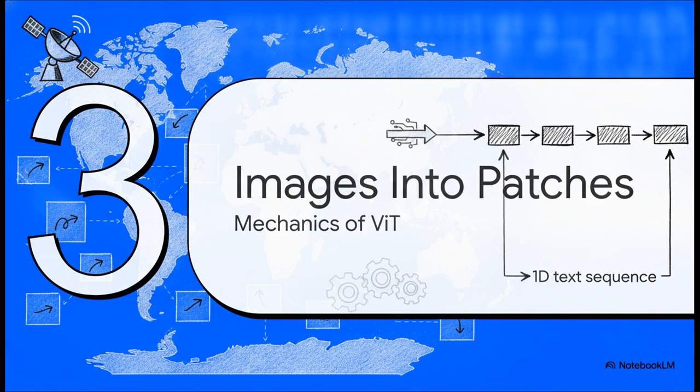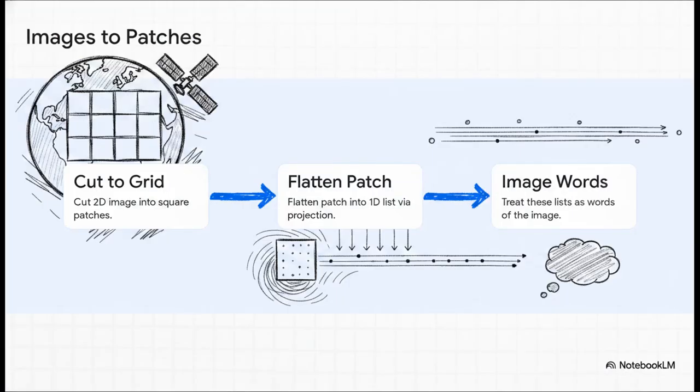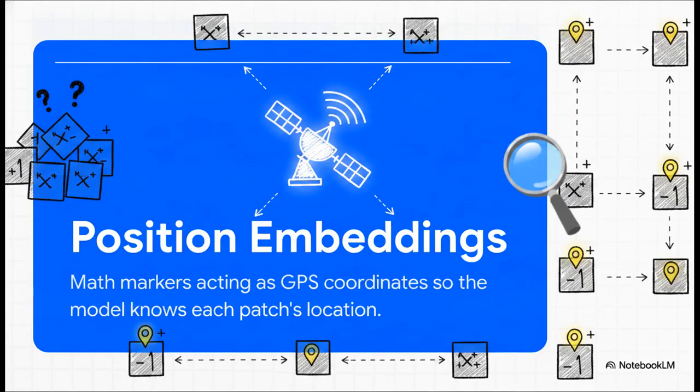All right, Part 3, turning images into patches. So how on earth do we feed a 2D map into a 1D model? It all comes down to a super clever 3-step process. Step 1, we take our 2D image and literally chop it up into a grid of square patches, usually about 16 by 16 pixels each. Step 2, we take each one of those little 2D squares and mathematically flatten it out into a long 1D list of numbers. In the biz, this is called linear projection. And step 3, we just treat these flattened mathematical lists as the individual words of our image sequence. Just like that, we've successfully turned a photograph into a sentence.